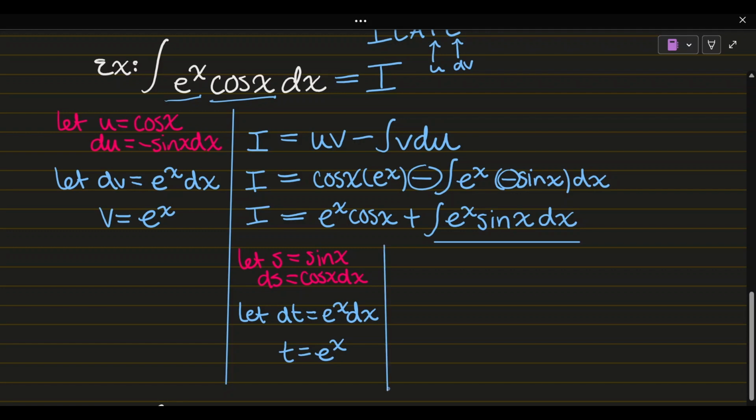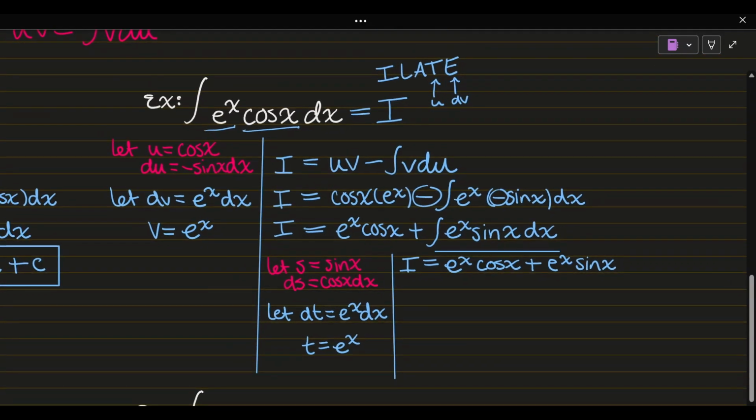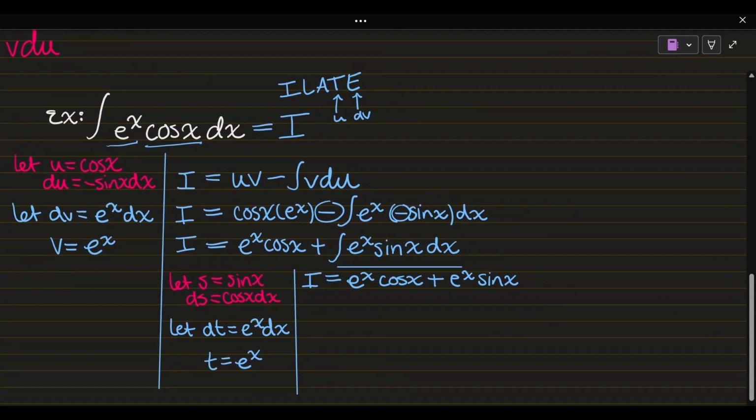Okay, so applying integration by parts again, I have that I is equal to e to the x cosine x plus, so it's going to be st, so e to the x sine x. Right. So what I'm saying is that this guy here is equal to st minus the integral of t ds. So this is my st here. Now minus the integral of t, which is e to the x, ds is cosine x dx.